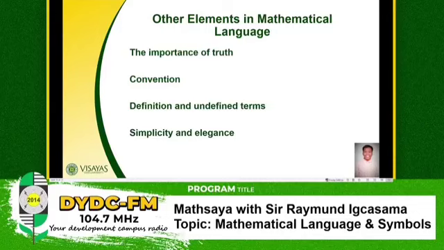To avoid ambiguity. And the last one, number four, is simplicity and elegance. Simple means fewer symbols, fewer operations, better suited to current use, and preferred style or format. The notion of elegance is often applied to mathematical proof. That's why in mathematical proofs, you usually see symbols. You don't often see words or letters. Those are usually symbols.